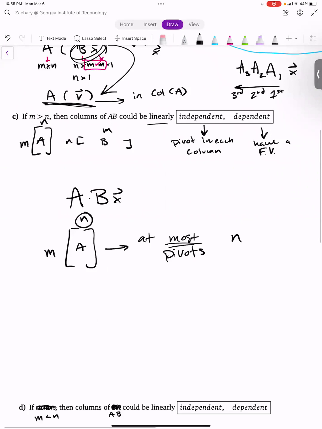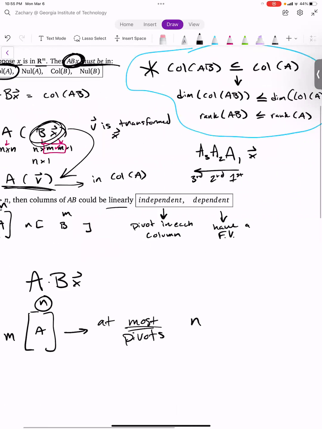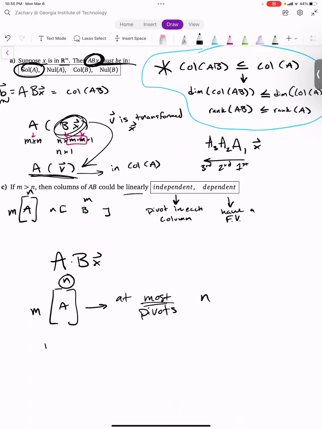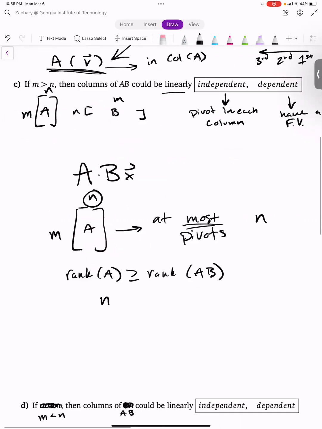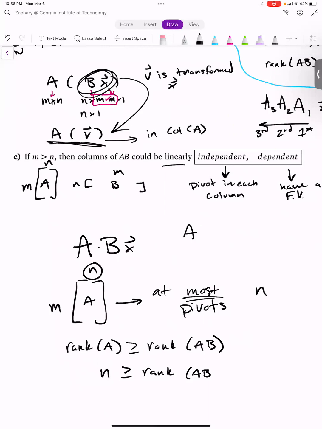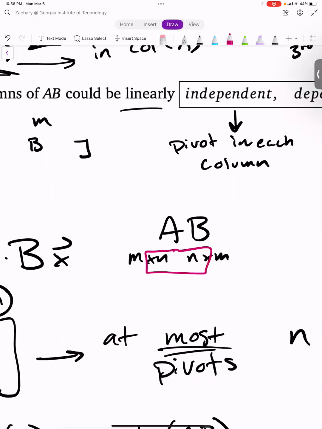So from here, I'm going to use one of the facts that we derived from this first part, and that's just the rank of A must always be greater than or equal to the rank of AB. So the rank of A is N in this case, it must always be greater than or equal to the rank of AB. And let's recall that AB is M by N times N by M. Check, and that results in M by M.